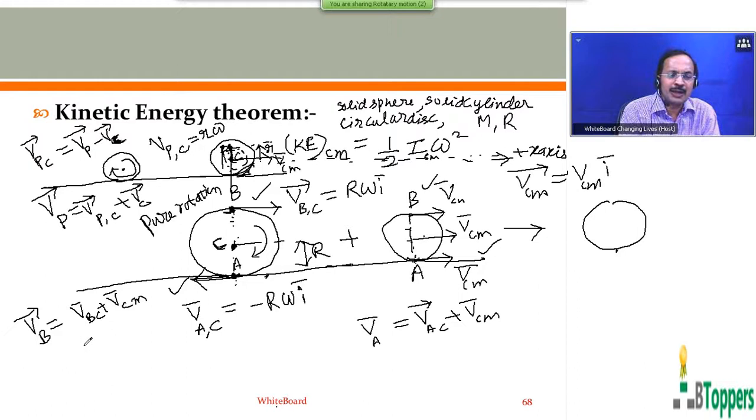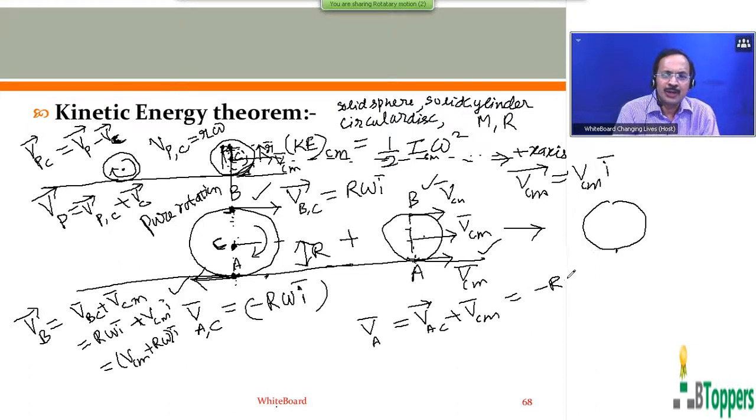Velocity of the point B with respect to center of mass is r omega into i bar. Velocity of center of mass is V_cm i bar, where V_cm is the magnitude of velocity of center of mass. So this you can write as V_cm plus r omega into i bar. The actual velocity of the bottommost point A in contact with the floor is equal to the velocity of the point A with respect to center of mass, minus r omega into i bar, plus velocity of center of mass, V_cm into i bar. So the actual velocity of the bottommost point A with respect to the ground or floor is V_cm minus r omega into i bar.